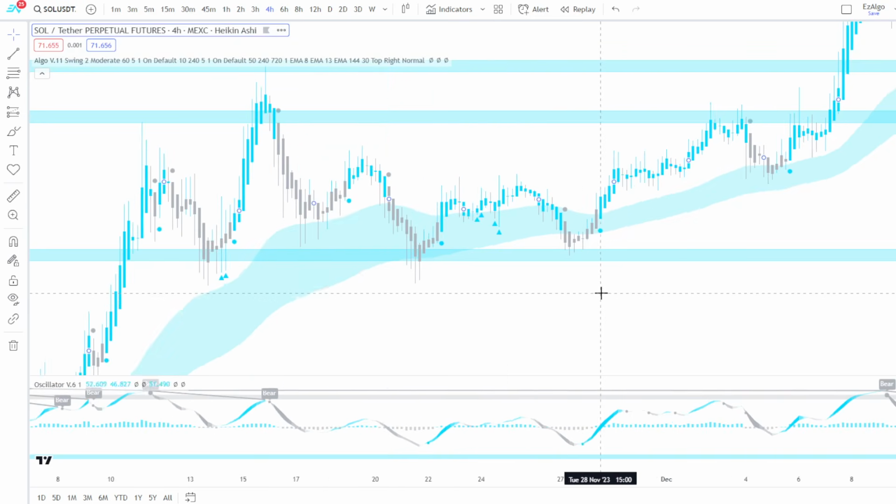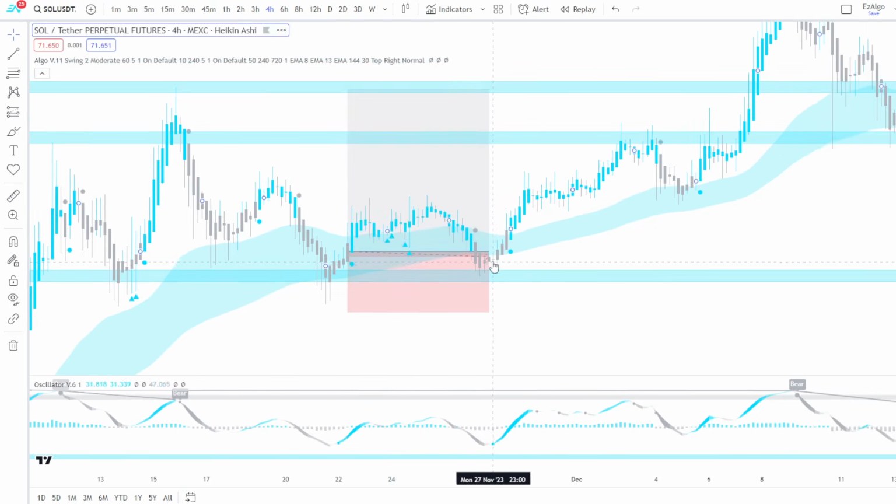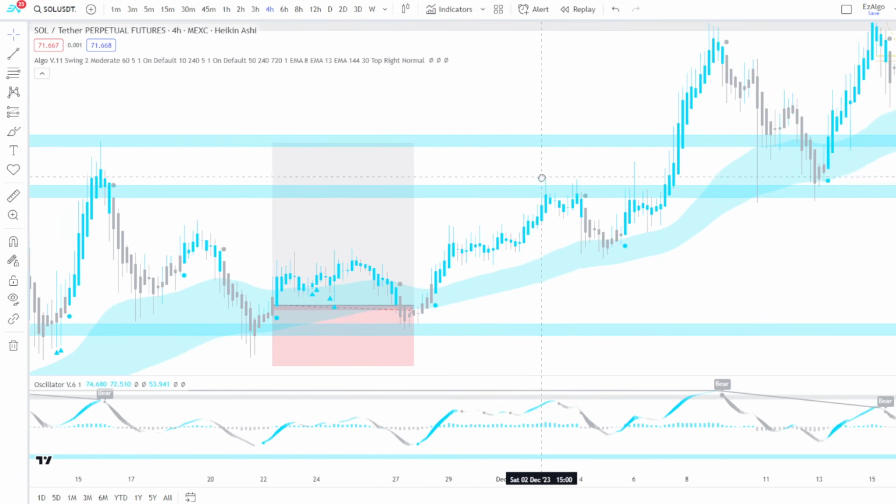Price tests this trend cloud. We get an EzOscillator mild buy signal right here. That could be your basis for entry. Stop loss below swing low, targeting this resistance level. Again, price comes, tests this trend cloud. We get a buy signal, price goes up.